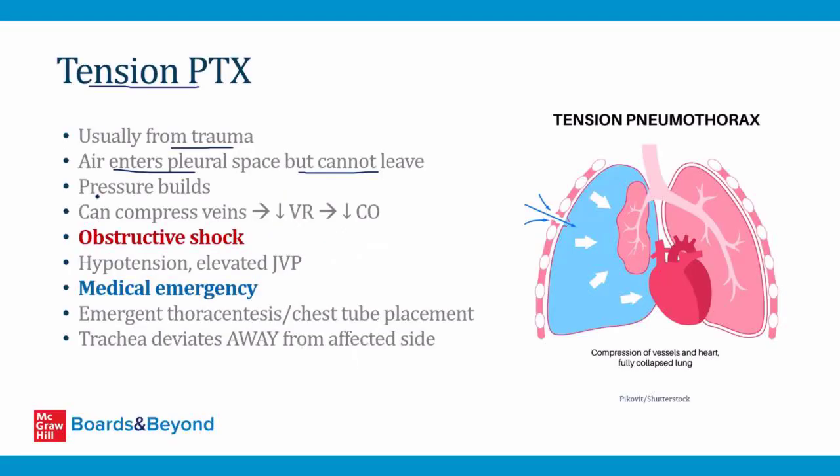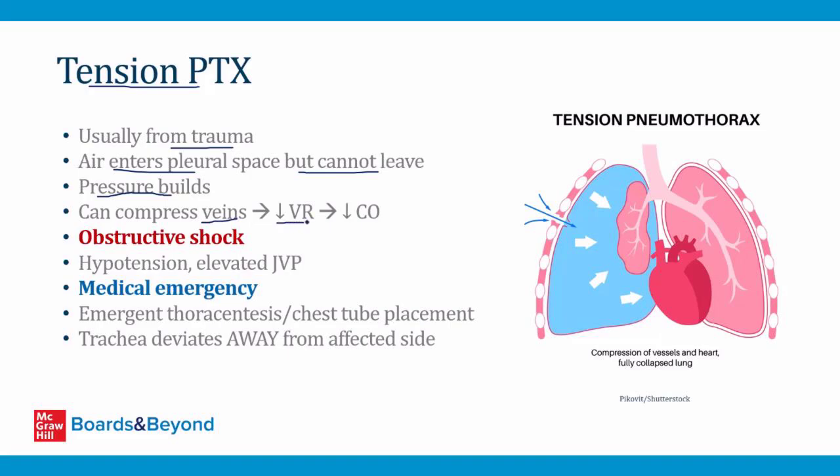So as a result, every time the patient takes in a breath, they put a little bit more air into the pleural space, and eventually the pressure here in the pleural space is going to get very high. And that's the problem in a tension pneumothorax, the high pressure in the pleural space. So when the pressure builds, it can get high enough to compress veins. Remember, your veins have a relatively low amount of blood pressure, and they can become compressed if the pressure in the chest is higher than the pressure in the veins.